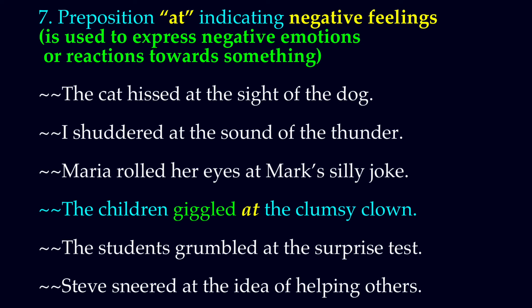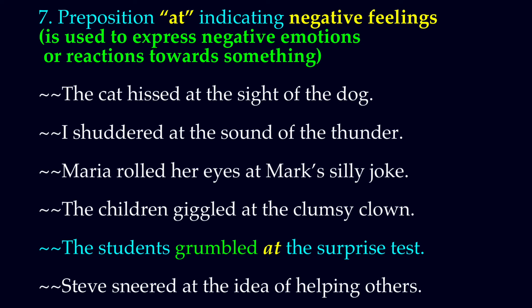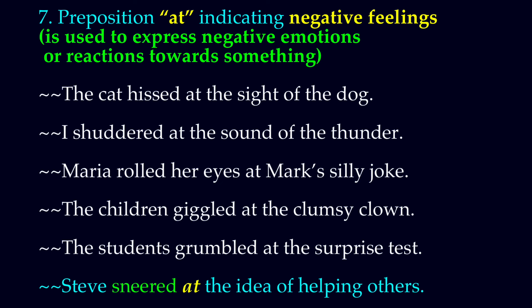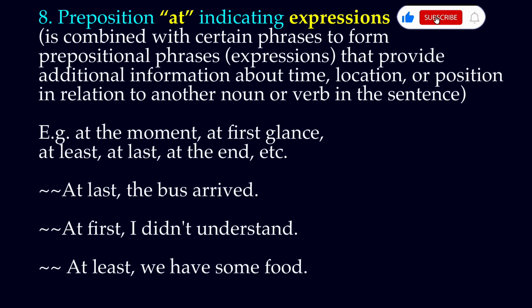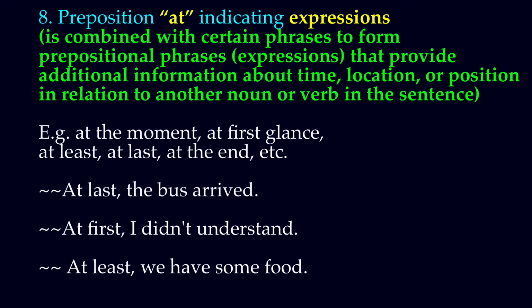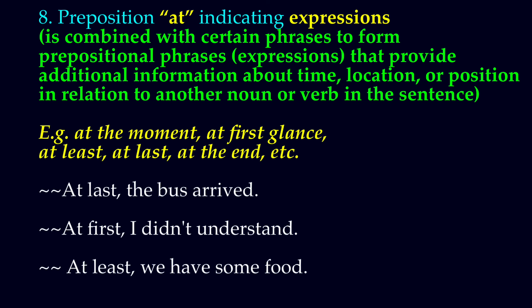The students grumbled at the surprise test. Steve sneered at the idea of helping others. 8. Preposition at indicating expressions is combined with certain phrases to form prepositional phrases or expressions that provide additional information about time, location, or position in relation to another noun or verb in the sentence. For example, at the moment, at first glance, at least, at last, at the end, etc.